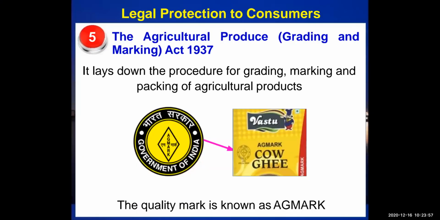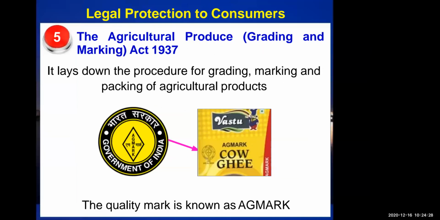There is also legal protection in case of agricultural produce. So the Agricultural Produce, that is Grading and Marking Act 1937, lays down the procedure for grading, marking, and packing of agricultural products. So we can see here an egg mark, which is again a standardized product. So the quality mark is known as the egg mark.